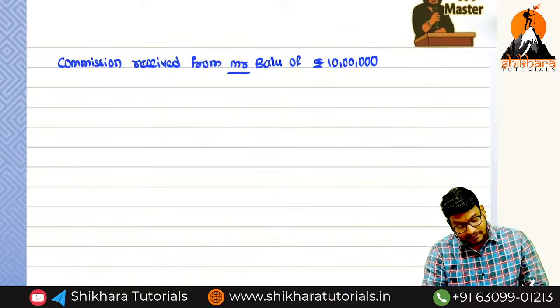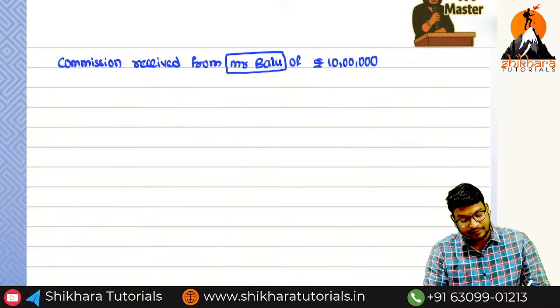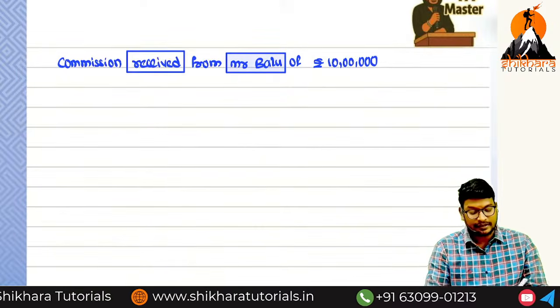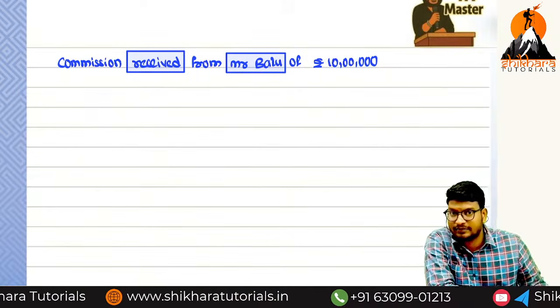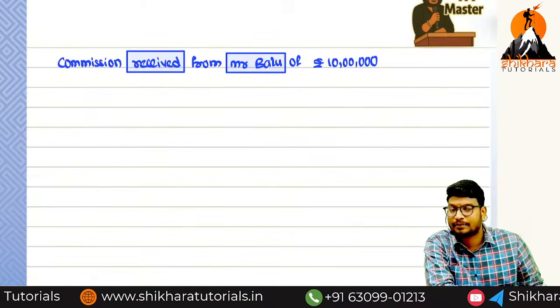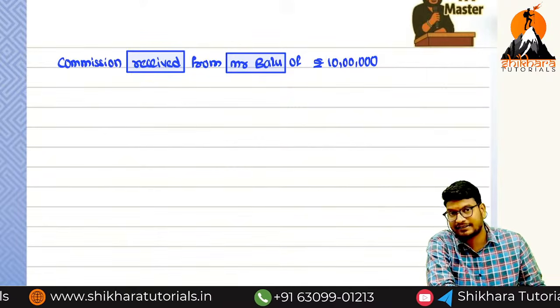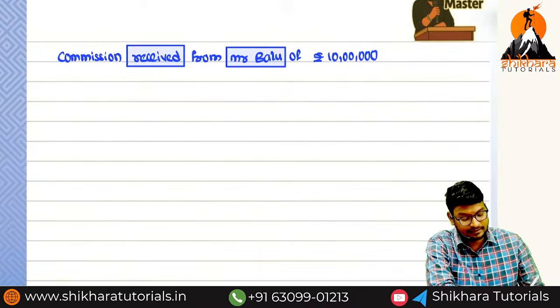Even though a person's name is coming into the picture, what is happening here? There is a word called received. That means there is already involvement of cash. If there is any involvement of cash, the person's name will not be coming into the picture. So we cannot decide directly like that.